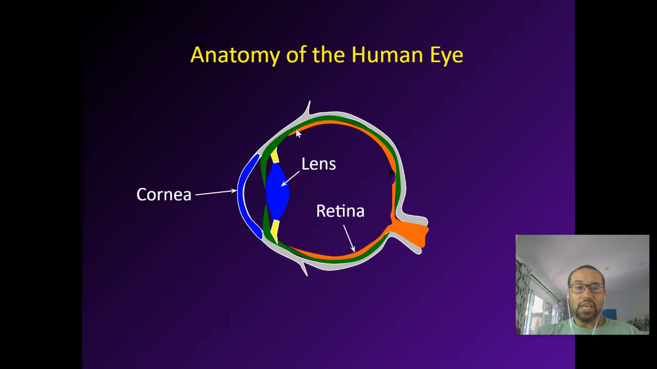The first part that light will go through is a transparent portion called the cornea. So the cornea, as you can see, is shaped such that it will bend the light before it gets to the lens, which will then have that light undergo a second bending. And if it's done correctly, if the geometry is correct, the light rays will converge on the retina, producing an image.